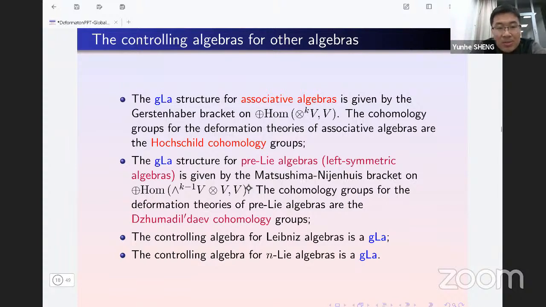In general, they are all graded Lie algebras. For example, the graded Lie algebra structure for associative algebras is given by the Gerstenhaber bracket on this graded vector space, and the corresponding cohomology is the Hochschild cohomology. And the graded Lie algebra structure for pre-Lie algebras, which are also called left symmetric algebras, is given by the Matsushima-Nijenhuis bracket on this graded vector space. There are also cohomologies. And furthermore, the controlling algebras for Leibniz algebras and n-Lie algebras are all graded Lie algebras.